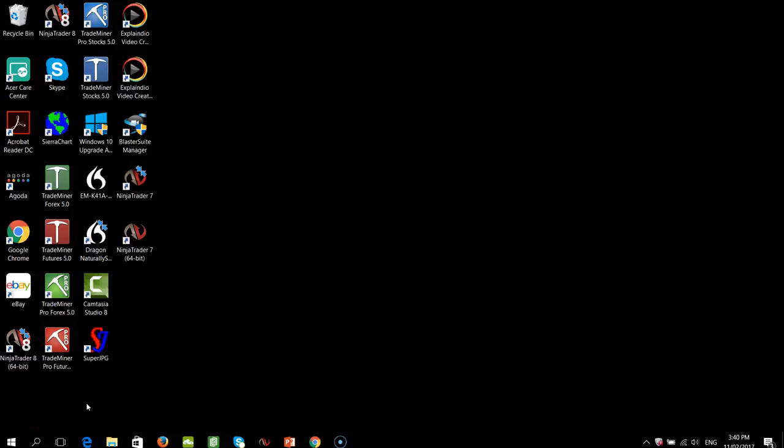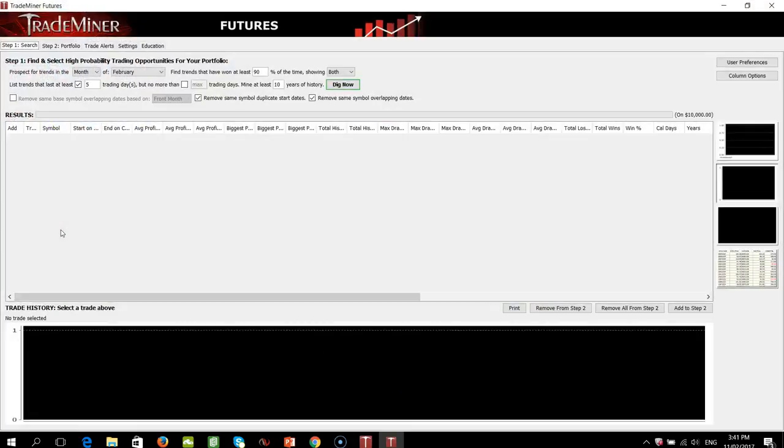So this software, again, it's called TradeMiner, and the reason why I believe they called it miner is because you're really data mining past history of the futures or the forex pair or the stocks, and it's really easy to use. So you can see here on my desktop I've got the forex version here, the futures version here, the stock version here, and all you do is you just click on it and it pops right up, very, very fast to load. Boom. That's how fast it loads. And to use it, it's very simple. You just start here, step one, there's step two, there's trade alerts, settings. There's a lot you could do with the software, but I'm just going to show you the real basic stuff, the research part of it on how to use it.